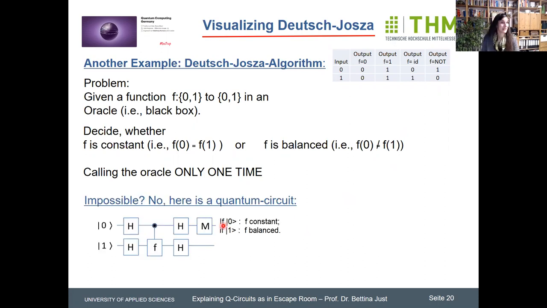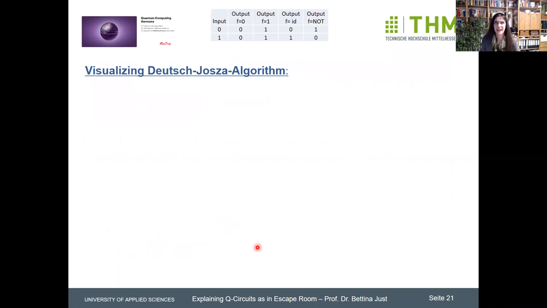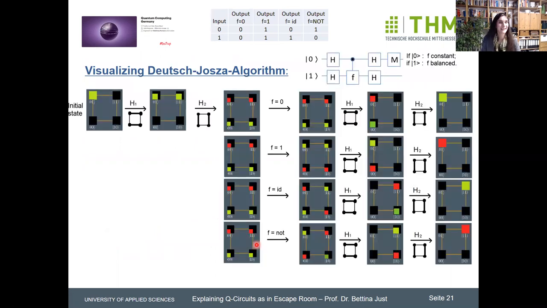Impossible? No, yes, here's the quantum circuit. What does the quantum circuit do? The quantum circuit starts with the state 0, 1, applies two times Hadamard, shaking the dice, applies once the oracle, reapplies Hadamard and measures. And if the output is zero, then f is constant. If it's one, f is balanced. Okay, that's how it can be visualized. Looks slightly different now, but okay.